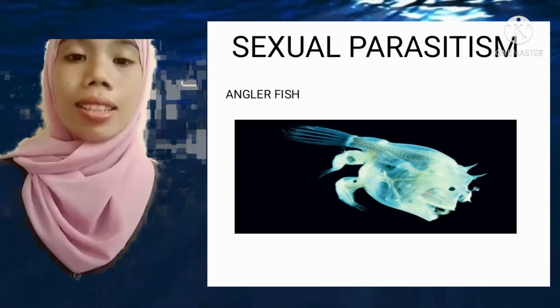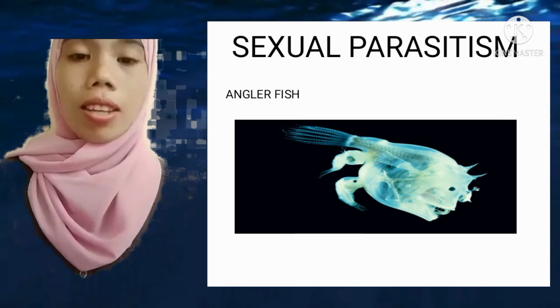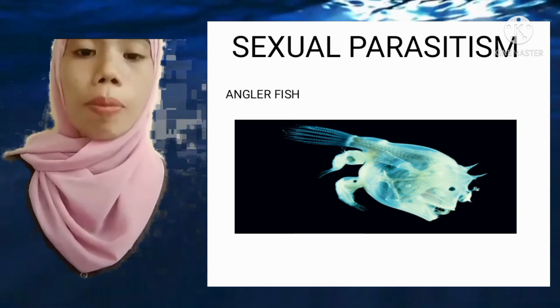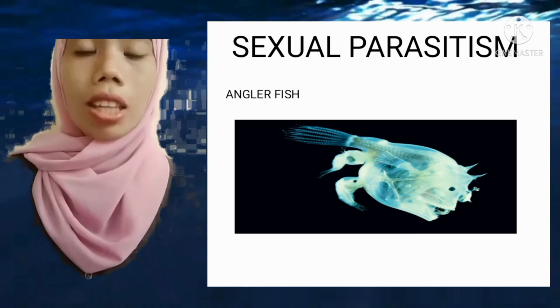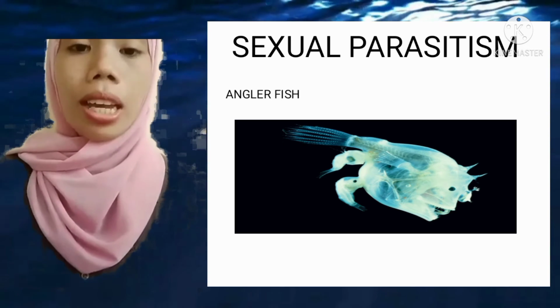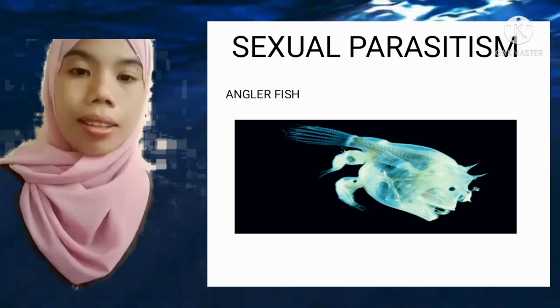Then the next is sexual parasitism. Sexual parasitism is actually a type of specialized reproduction. The example of sexual parasitism is the anglerfish. As you can see in the picture, the male is much smaller than the female.